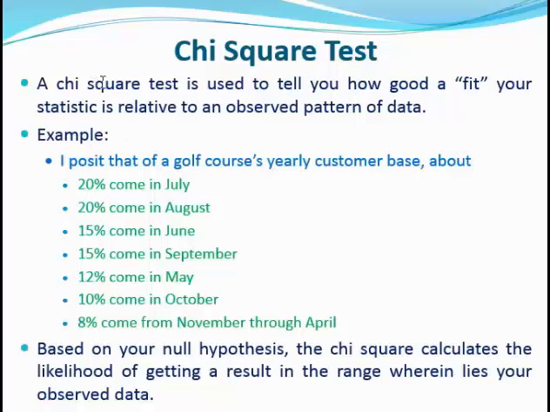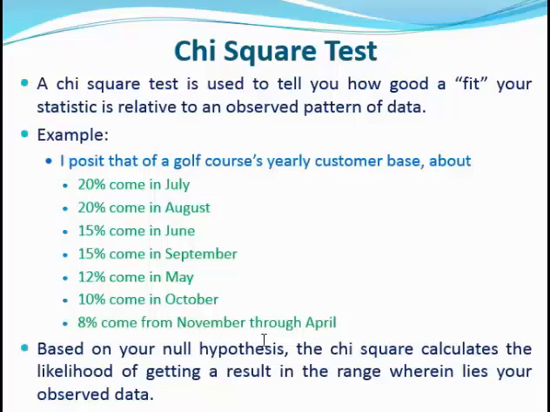So a chi-square test is used to tell you how good a fit your statistic is relative to an observed pattern of data. Let's take an example, and we're going to follow this example all the way through to the end. I posit, in other words, I assert, my null hypothesis, my H0, is that a golf course's yearly customer base, about 20% come in July, 20% come in August, 15% come in June, 15% in September, 12% come in May, 10% in October, and 8% the rest of the year for November through April.